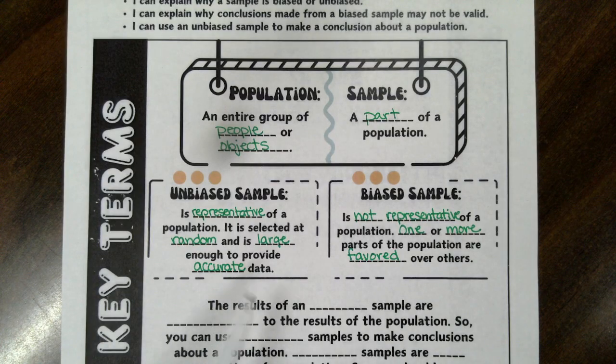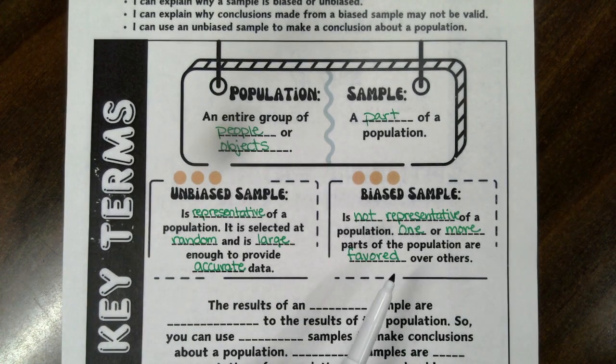It would be like if you are a soccer player and they want to know the favorite move of soccer players, but they go and ask the football team. Obviously, that would be biased because you have favored one or more parts of the population over others, and you haven't asked a wide enough population of people. So we want to make sure that we are using unbiased samples because then they provide us with accurate data.